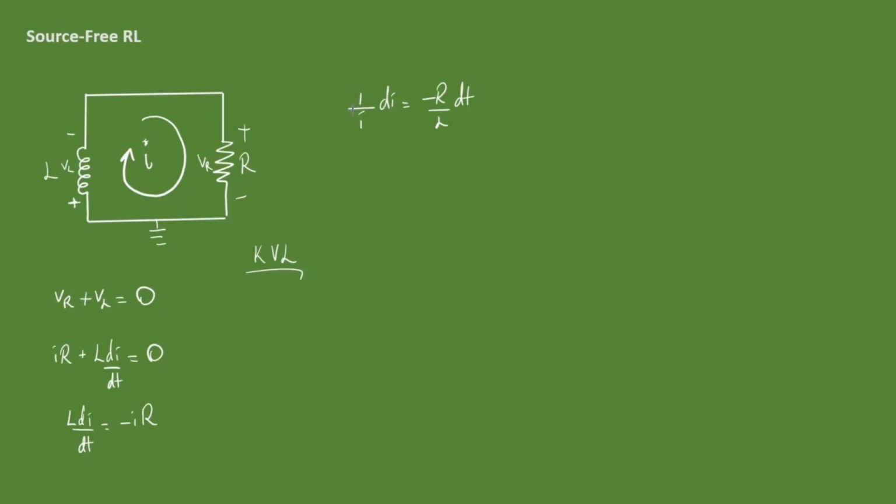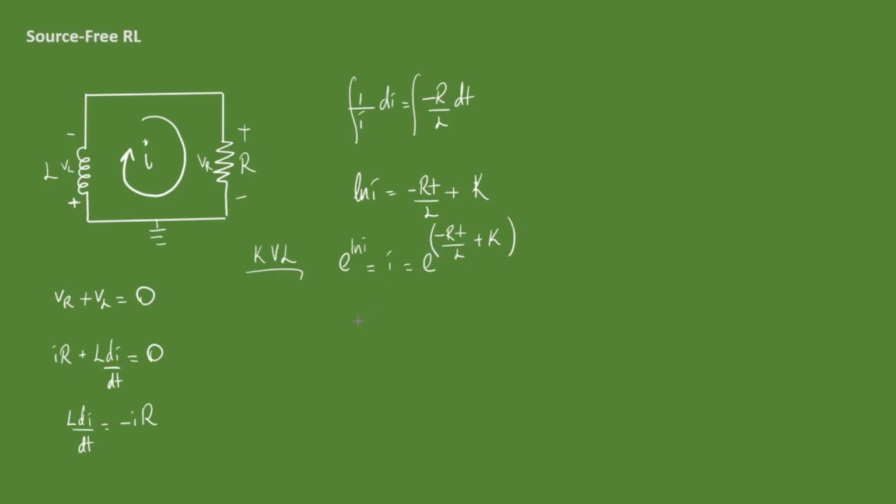We can solve this from here. If we integrate both sides, this gives us ln I equals minus RT over L plus, let me use something more standard, plus K. Let K be our constant for today. Remember, to isolate I, we raise both sides to the power of e, making both sides exponents of e. So e to the ln I is just I, and there's going to be e to the minus RT over L plus K.